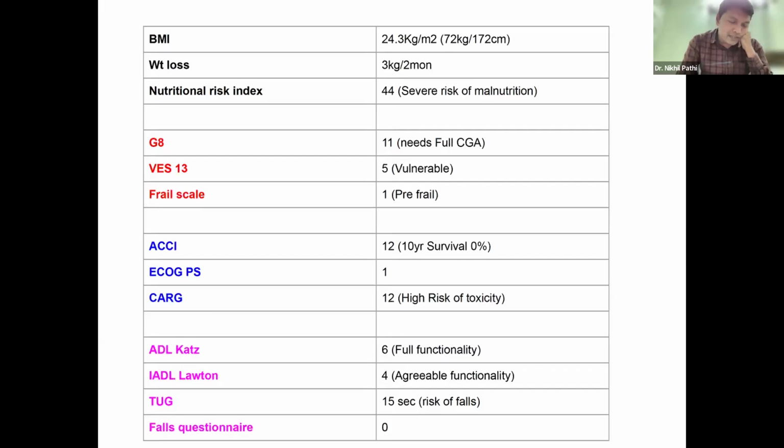On the functional domain, he seems reasonably okay in terms of ADL and IADL, where he was able to perform the majority of activities by himself, and there were no falls, luckily for him.